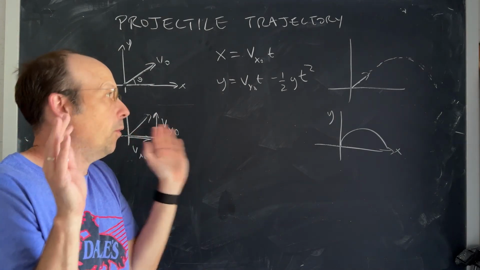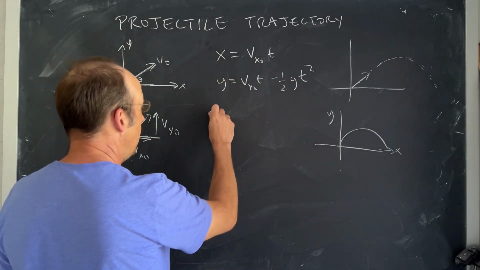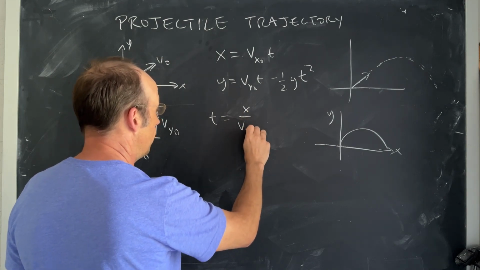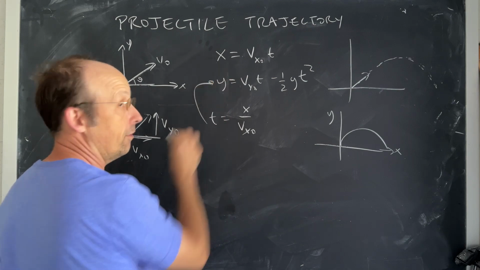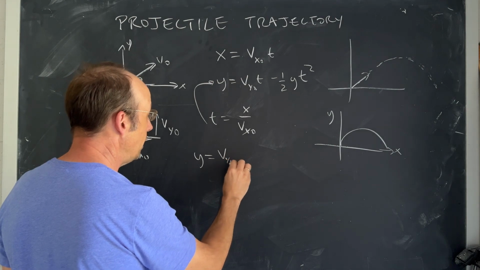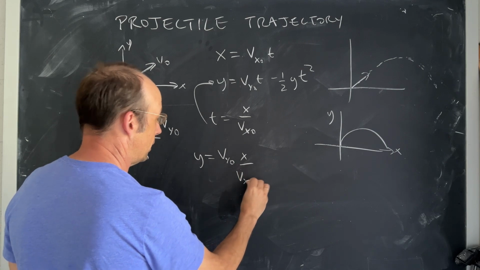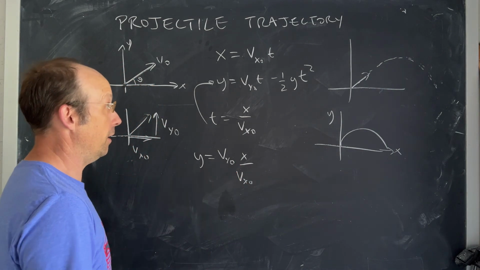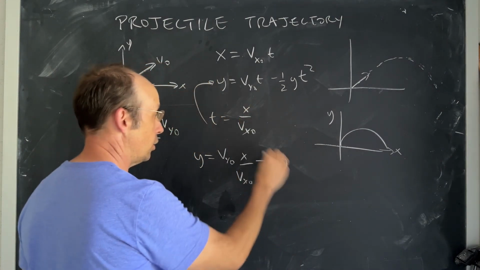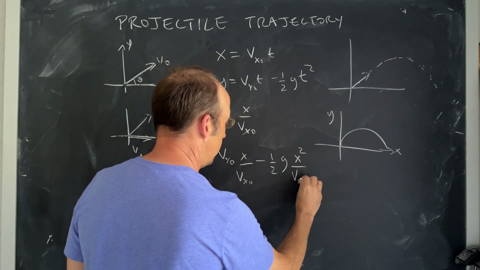We don't want t, right? We want to plot y versus x. There's no t's in there. So if I solve that for t, I get t equals x over vx0. And now I'm just going to plug that into this equation, and I get y equals vy0 t, which is x over vx0. All I do is substitute in the t, and then I have minus 1/2 g t squared, which is going to be x squared over vx0 squared.